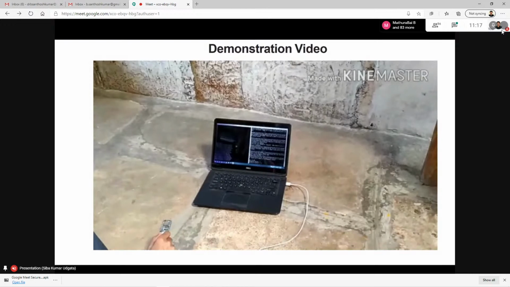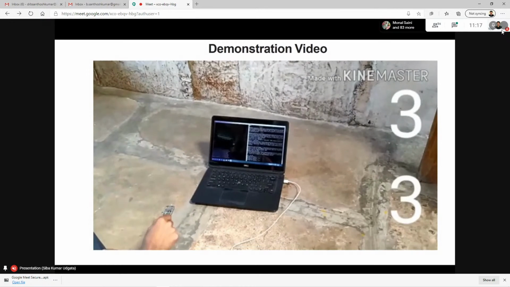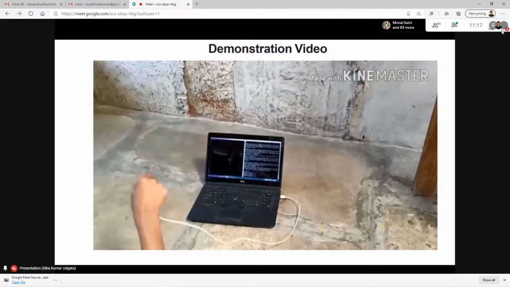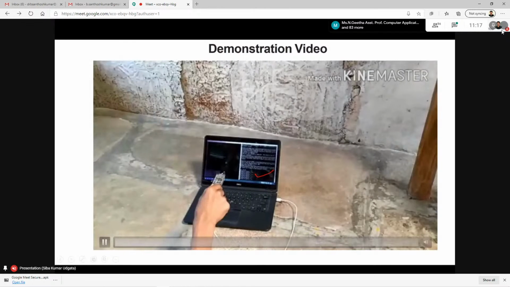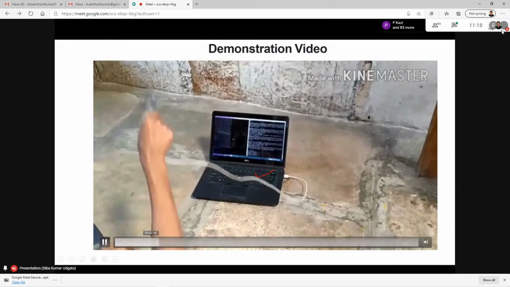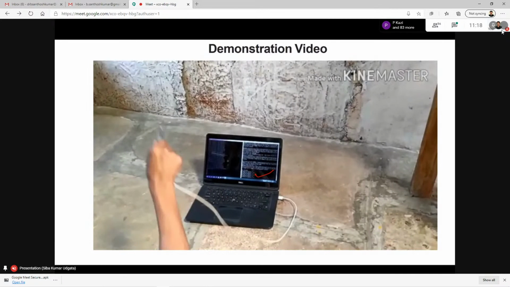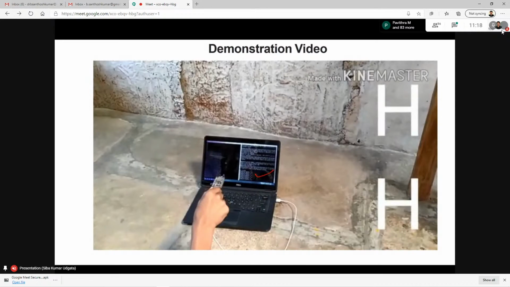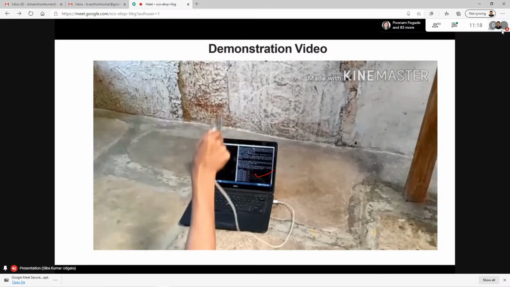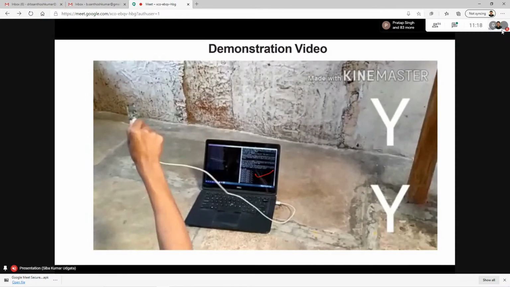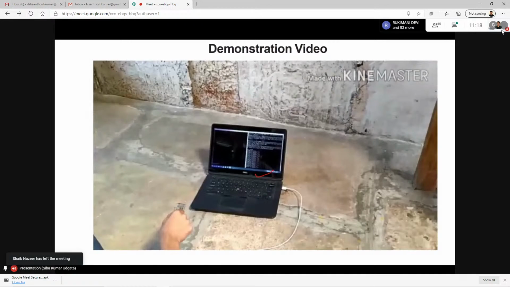The student actually worked during the lockdown at his home. Now see, he gestured 3 and the system recognized 3. The system recognized it on the laptop, but I am showing it here. There is a wrong one here: 3 is correctly recognized, but this H was classified as a 4. Now look at this H again, it is H, and this is also H. This is Y, but it recognizes X. Now Y, Y, Z, Z, X, X.